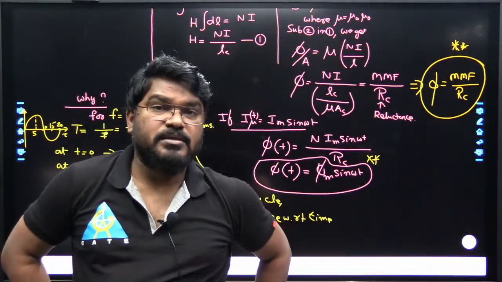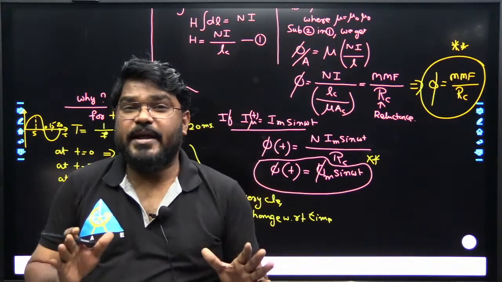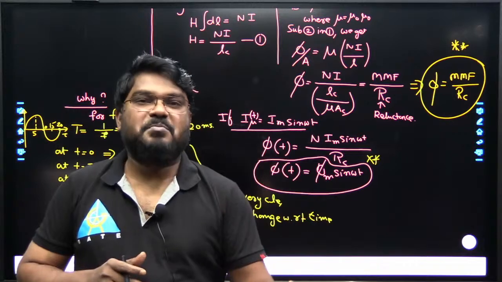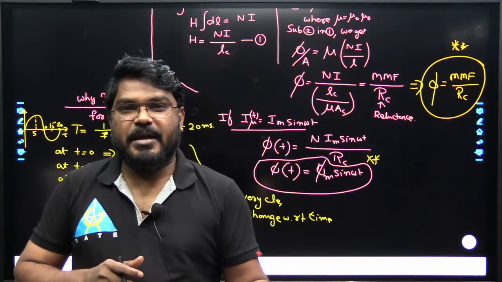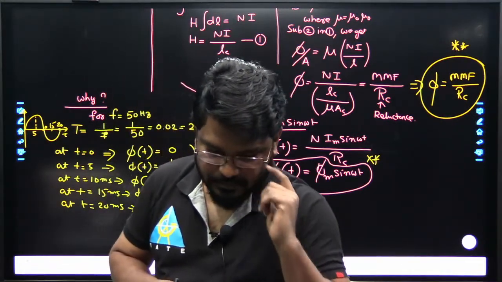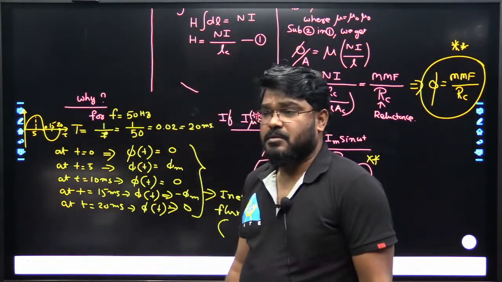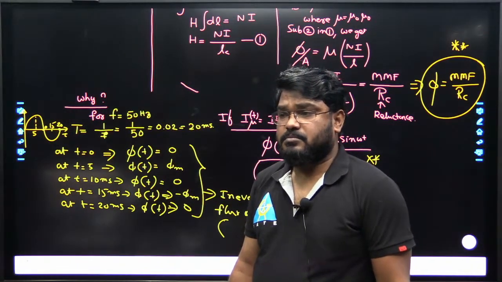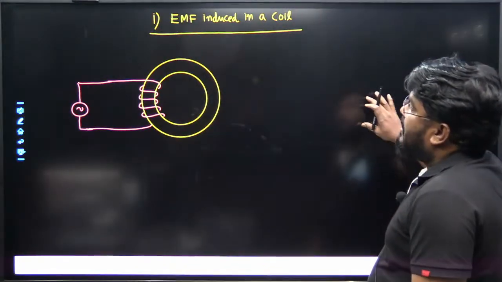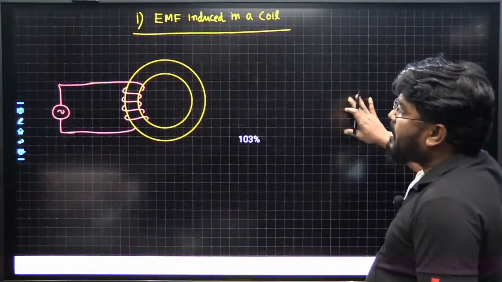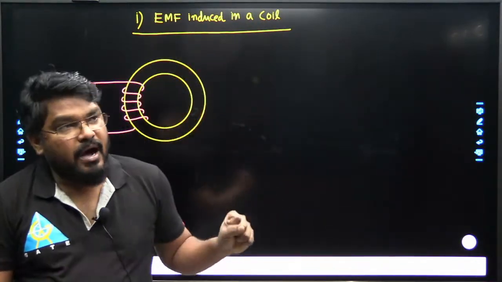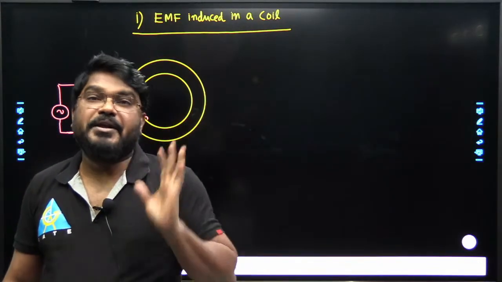Any more questions you want to ask? This is only about the direction of the flux and the magnitude of the flux. Still, we will discuss the magnitude of the induced EMF and the direction of the induced EMF. Now we will discuss how EMF is induced in the coil. First we will see how EMF is induced in the coil, then how we find the direction of that induced EMF.